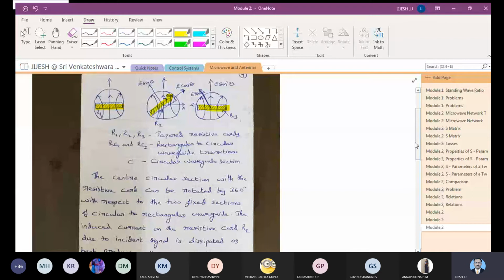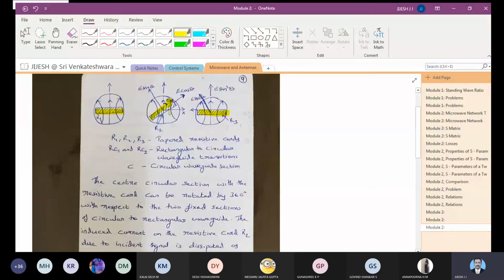So what you can see here in this figure is, you have resistive films R1, R2 and R3. R1 and R3 are fixed resistive films, and R2 has the ability to rotate. So it has the ability to rotate to an angle theta, and theta is anything. It can be a full 360 degrees.